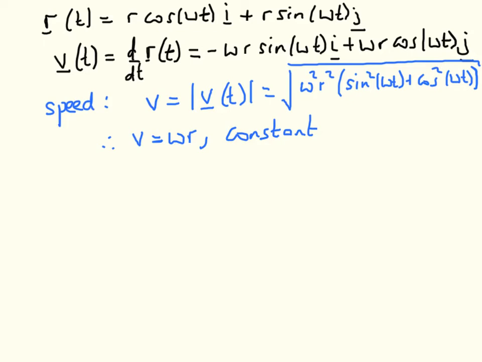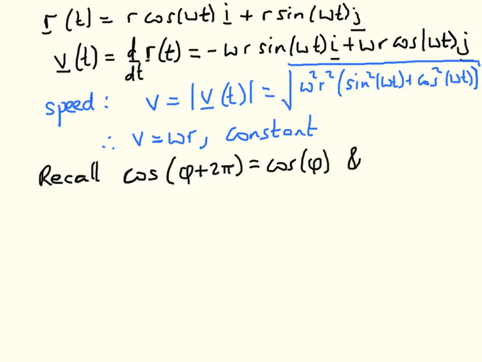Of course, the velocity is changing because the velocity does depend upon the time, but the speed, its modulus, does not. So that's good. What does omega itself mean? Well, let's think about the periodicity property of the trigonometric functions cosine and sine. So we just recall now that the cosine of some angle, let's call it phi, plus 2 pi, is the cosine of phi, and ditto for the sine function.